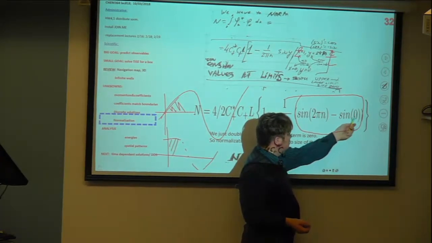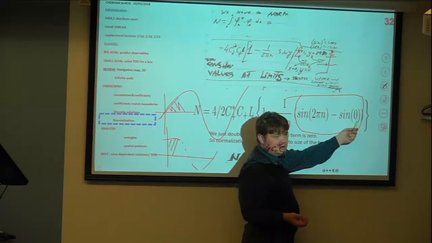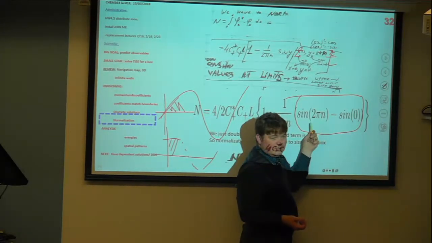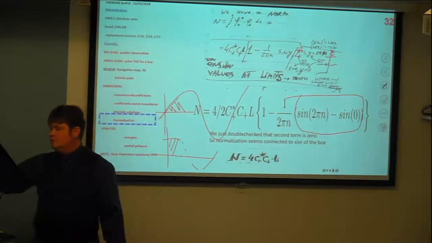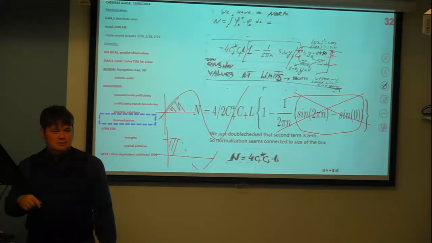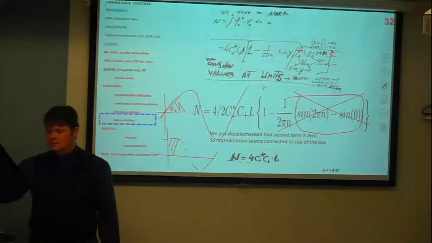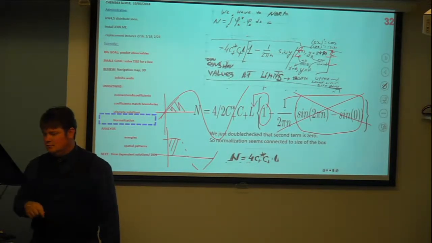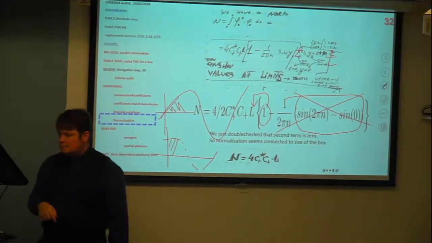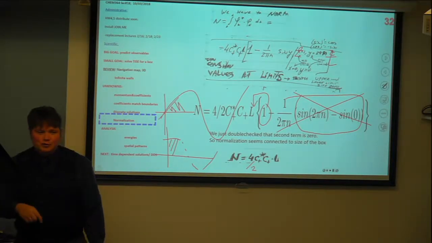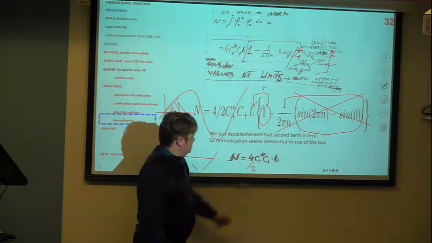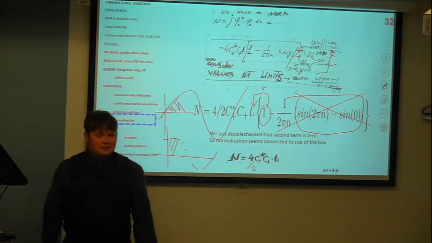Okay. At lower, it is sine of zero, which is zero. At upper, it's sine of 2 pi n, which is zero. Good. So we do not have this term. So we have just L. And I'm curious if divided by 2 should be kept here. Last year they didn't have it and I was happy.